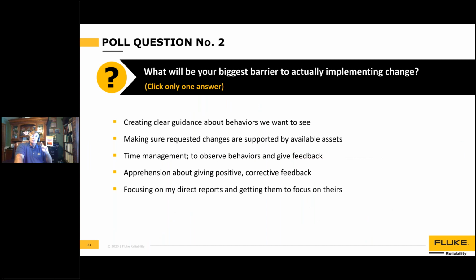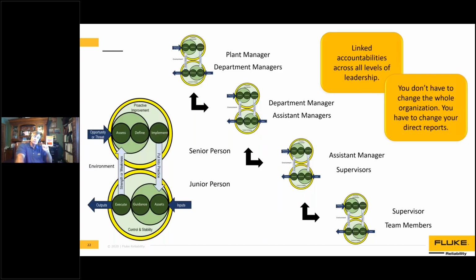Tom, I'm seeing a bit of a question here, and I'm going to see if I can paraphrase it correctly. We heard you say that to make change sustainable, accountability has to be consistent across each of these levels. We've also heard you say that you should focus on your direct reports. So if you see that accountability isn't consistent above you, then what?